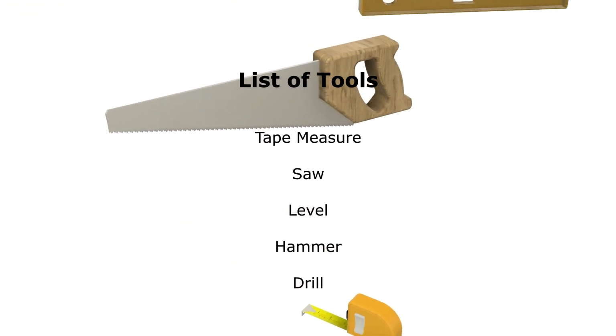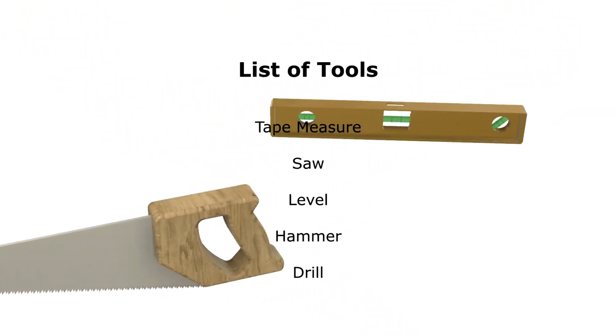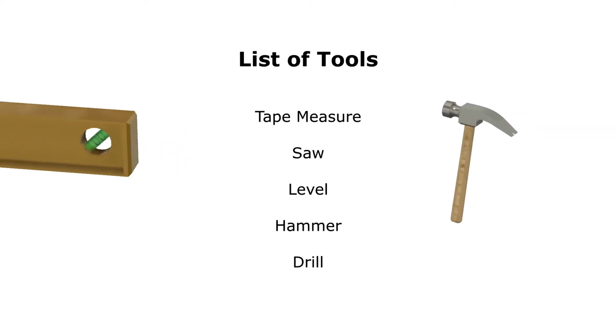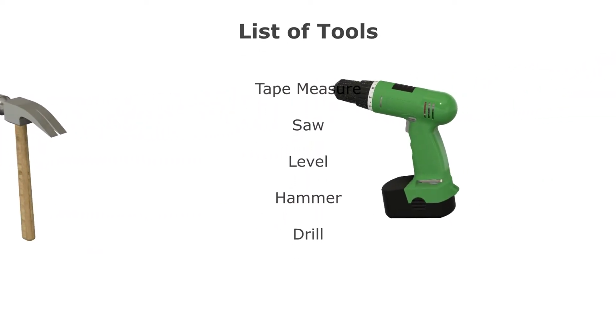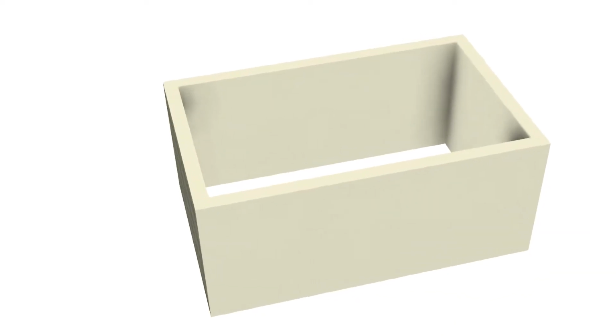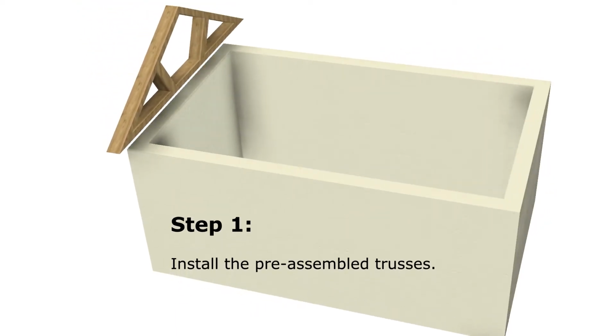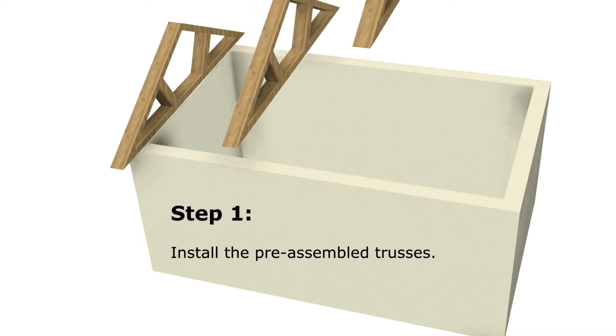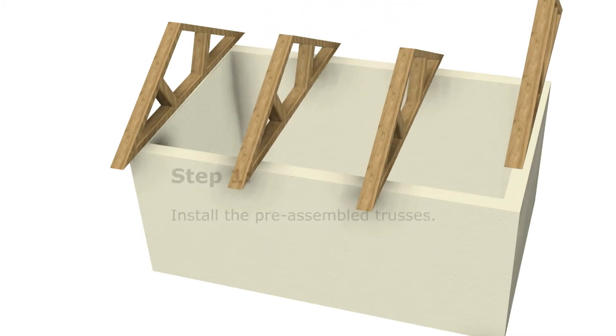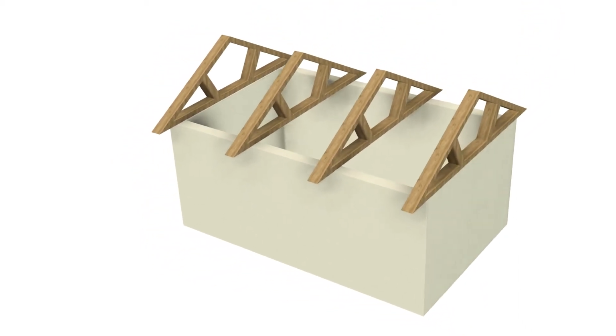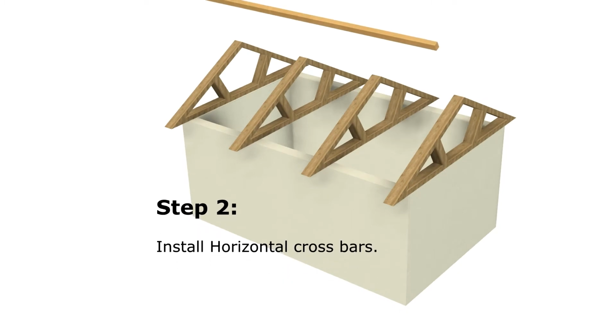List of tools: tape measure, saw, level, hammer, drill. Step 1. Install the pre-assembled trusses. Step 2. Install horizontal crossbars.